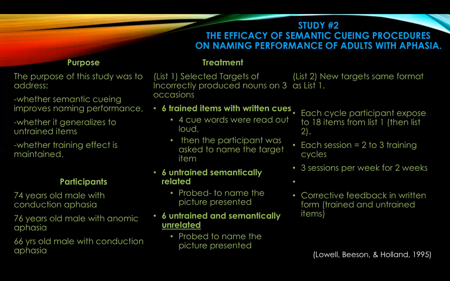Participants were 3 males, 1 with anomic aphasia and 2 with conduction aphasia. 36 pictured nouns that were incorrectly named were used for the treatment. They were divided into trained and untrained items and then equally distributed into 2 lists. Each list was treated sequentially, 3 times per week for 2 weeks.